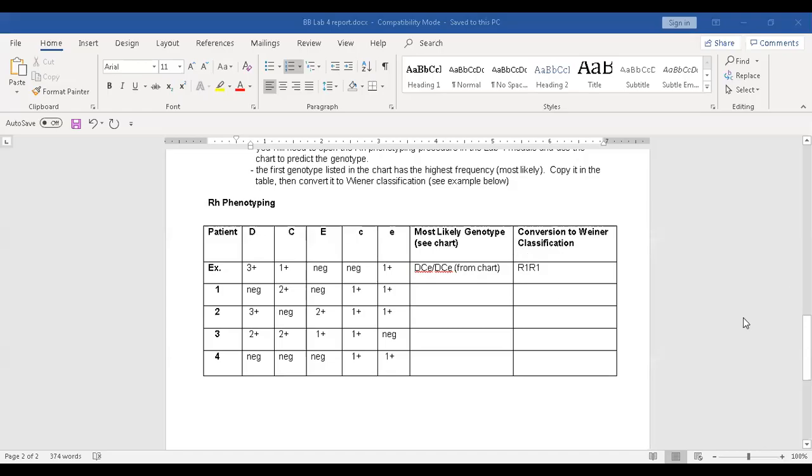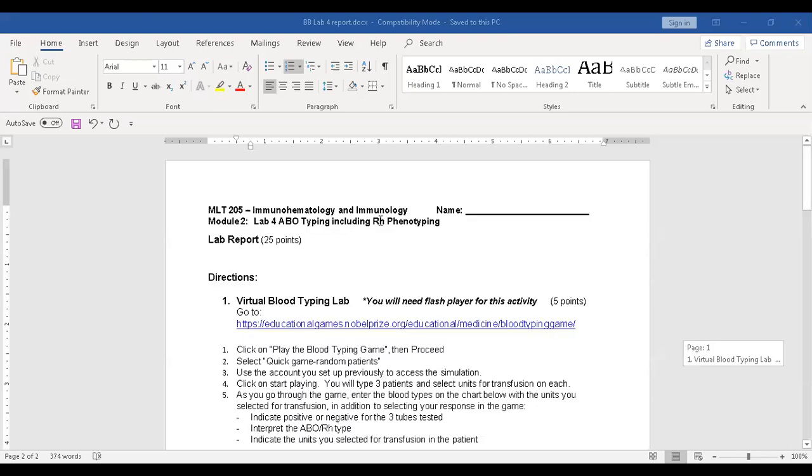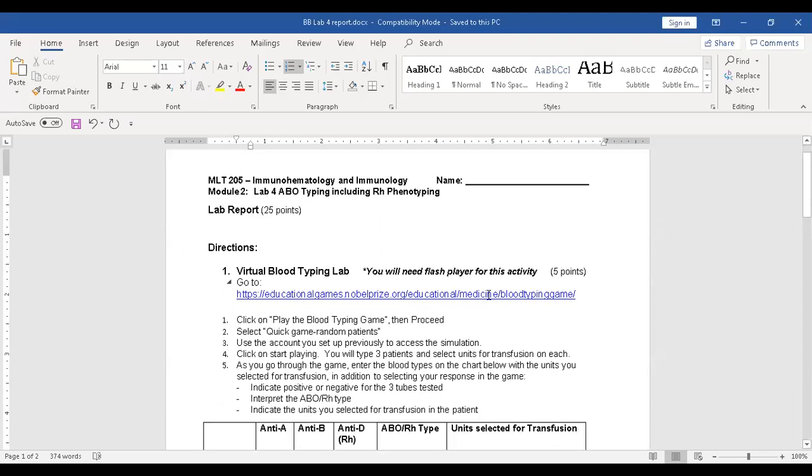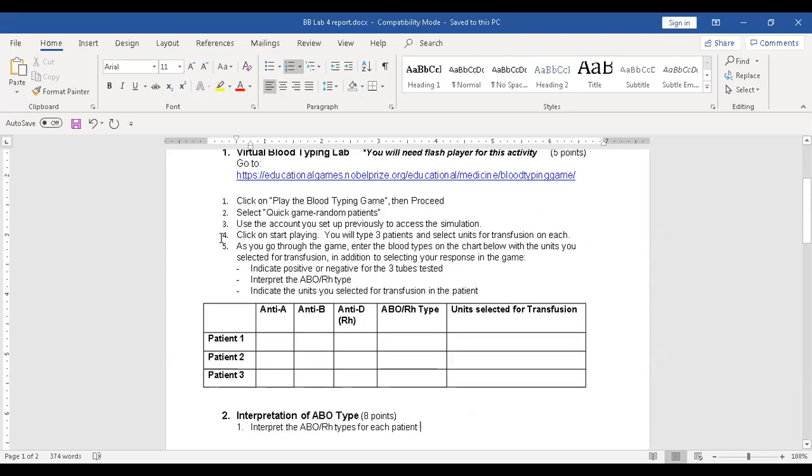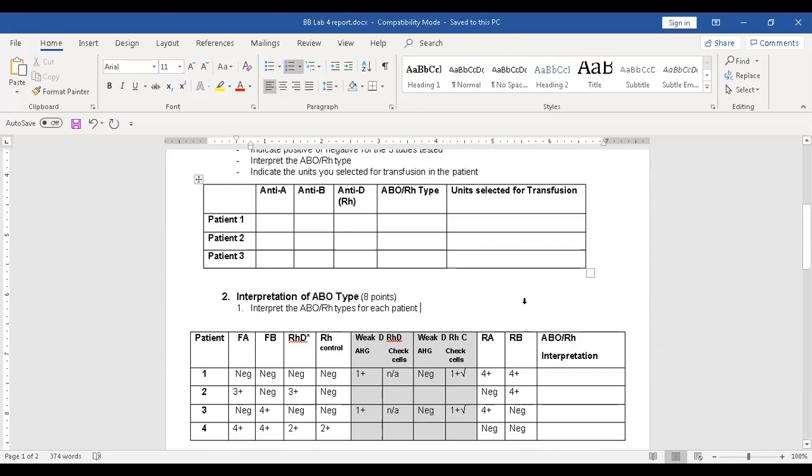Okay, so you want to download this lab 4 worksheet, which is also in the module, and I'll show you where. So here's the directions. Go to the blood bank game or click on the link like we did. And this is just as you did in lab 3. So you're going to test your 3 random patients. You're going to type your results in here as you go through the game, along with the units you select for transfusion. So this is exactly what we did in the last lab, okay?